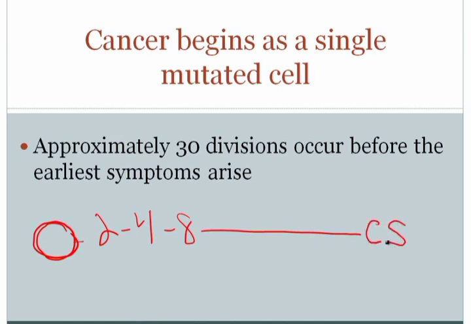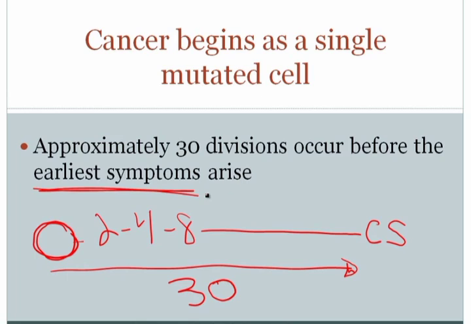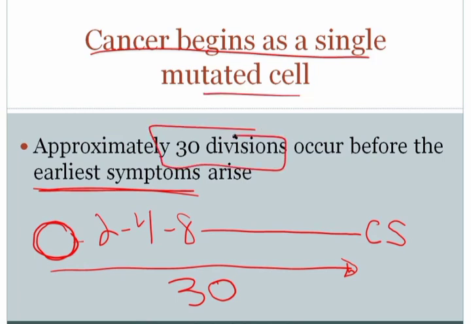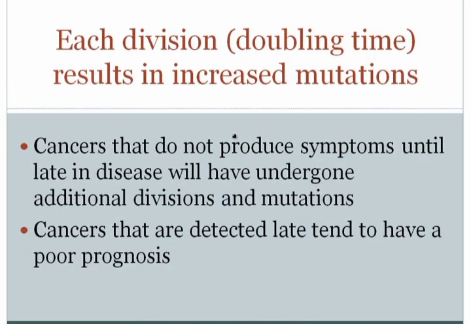Okay? And so one of the things that examiners like you to know is how many divisions have to occur before the average tumor reveals clinical symptoms. And the answer is that there are about 30 divisions that will occur before the earliest clinical symptoms arise in cancer. So that's one important point, and that's what I've stated here. Cancer begins as a single mutated cell, and then there's about 30 divisions before the earliest clinical symptoms arise.